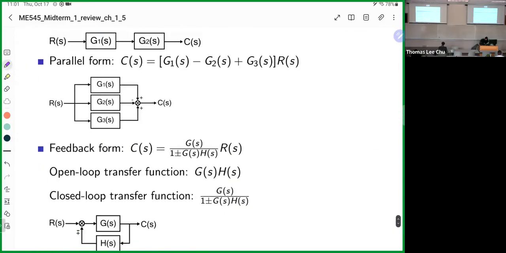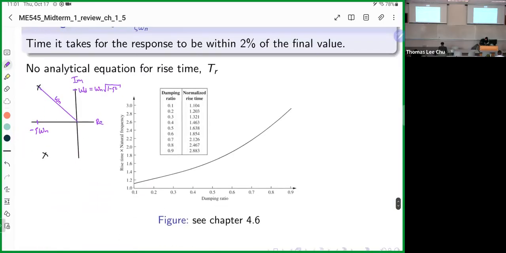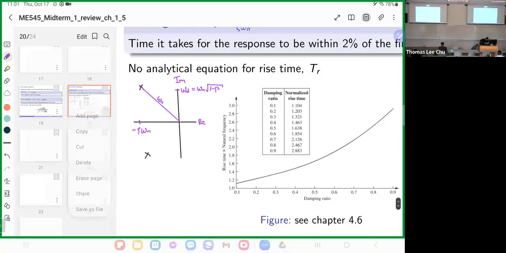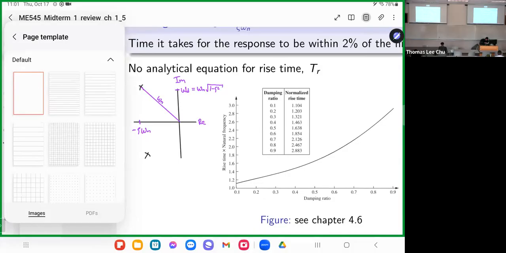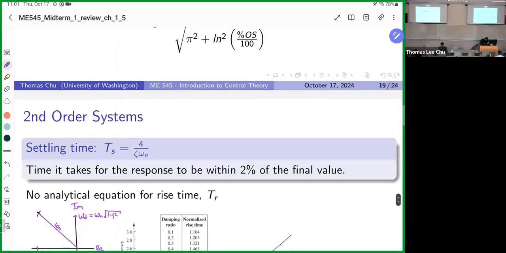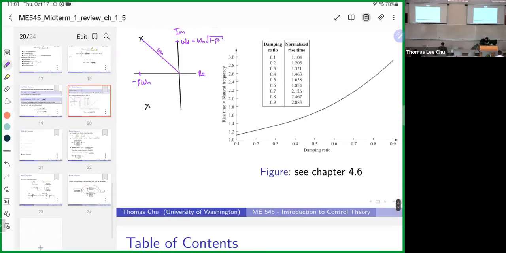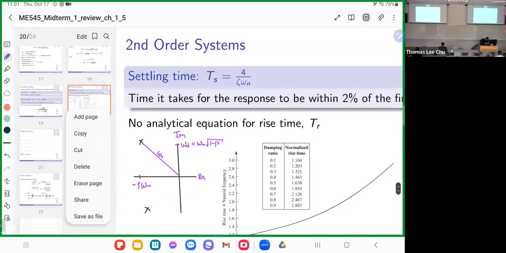So, okay, I cut that out. I cut the higher order systems out, which is good. You don't need to know anything about higher order systems. Won't be on the exam. Actually, maybe I'll just do it on this page. No, not enough space. I'll add a page.